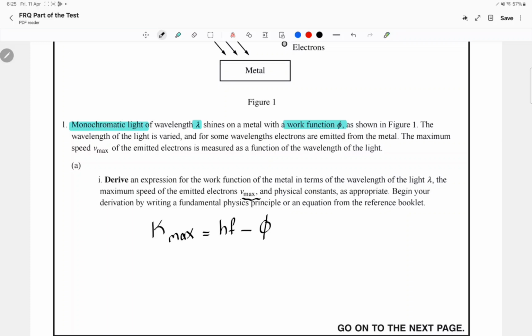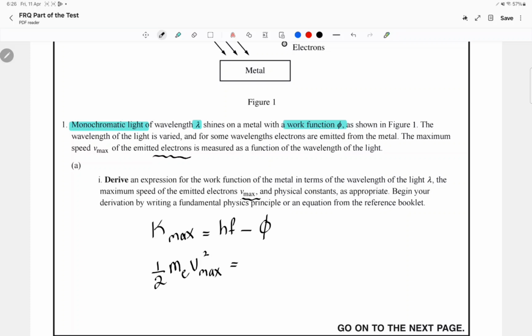Now, what's the equation for K? Half mv squared. Mass of who? Mass of the electron, right? Because we're trying to emit an electron. V squared, so you should do V max squared.